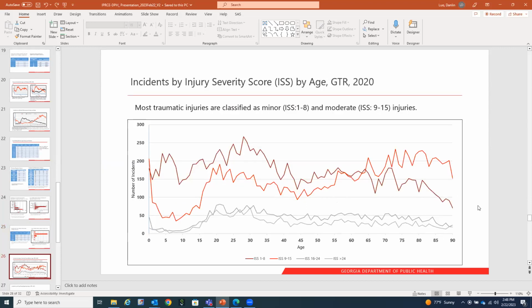This figure shows the incidence by injury severity score and age. So the dark red is minor injury, and the bright red is the moderate injury. We can find the minor injury and the moderate injury are the majority of injuries.